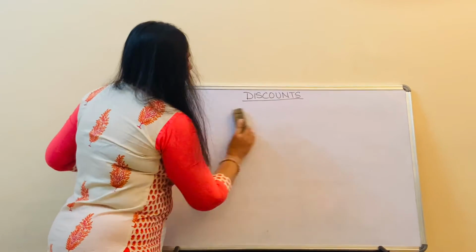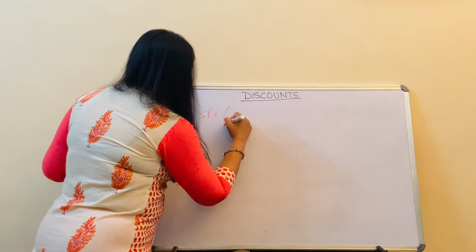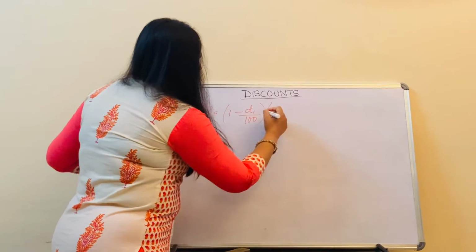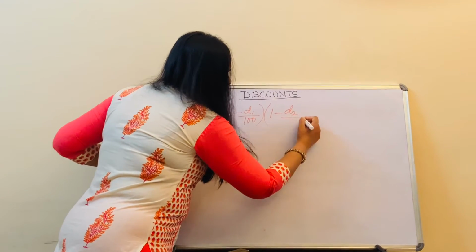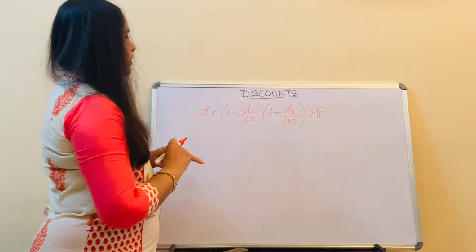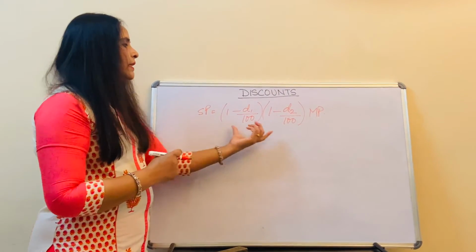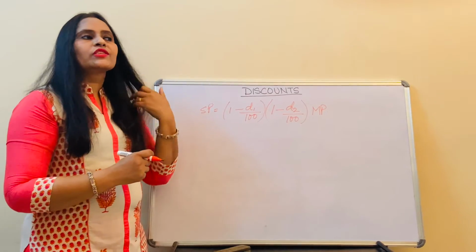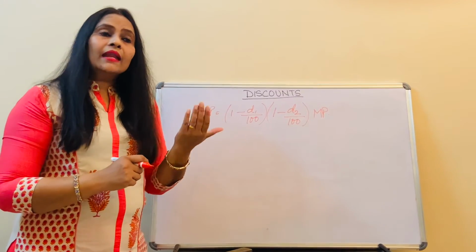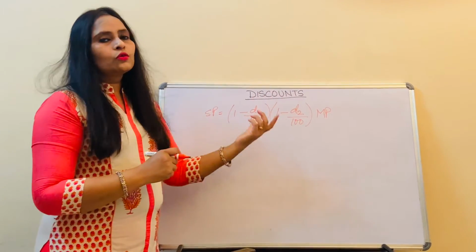We will calculate these 2 discounts by a very simple formula, that is, selling price will be equal to 1 minus first discount offered divided by 100 multiplied by 1 minus second discount offered by the shopkeeper divided by 100, into mark price. For solving your problems on successive discounts, you will use this formula. Now the question arises: if we count 70 plus 20%, meaning 2 successive discounts, can we get a single discount just equal to the 2 successive discounts?